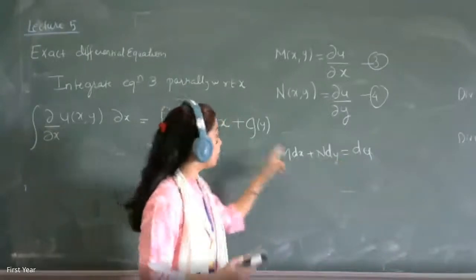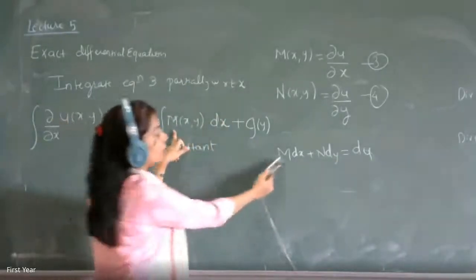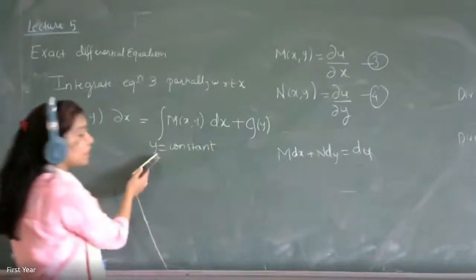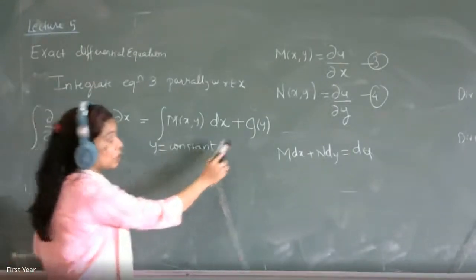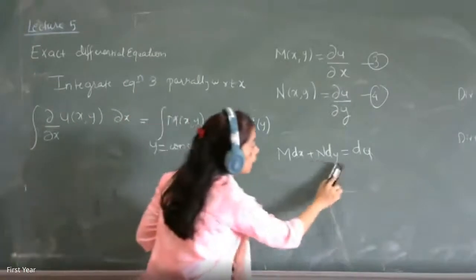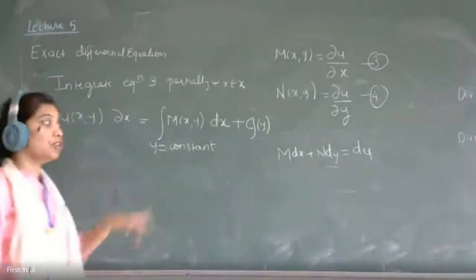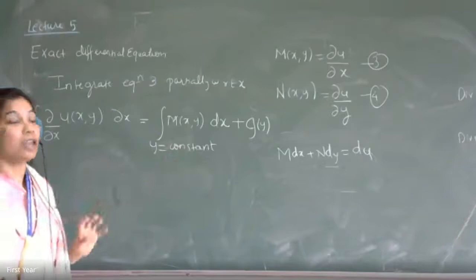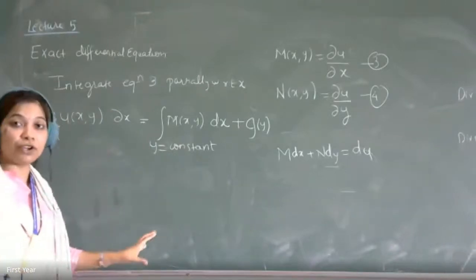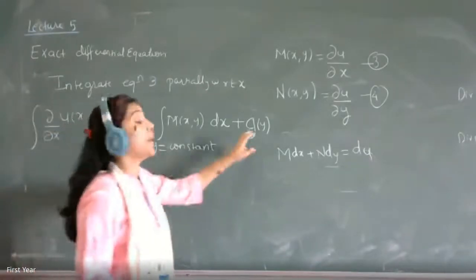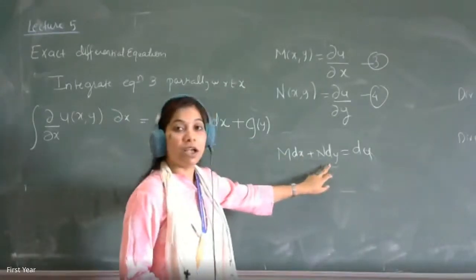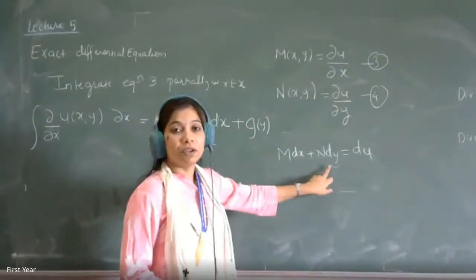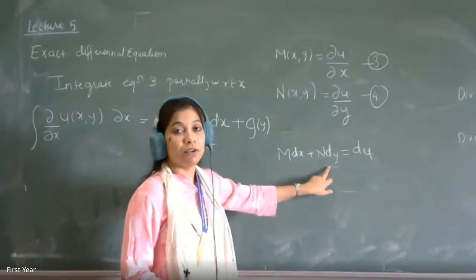Just see this. We have M dx plus N dy is equal to 0. I have done the integration of M with respect to x, and I have taken y as constant. This g of y we are going to get with the help of N. So there it can only be a function of y or a constant. It cannot be a function of x. So what will be the thing? How will you get it from here?